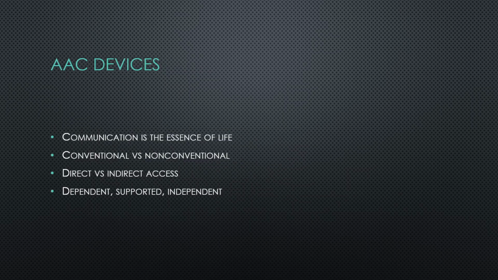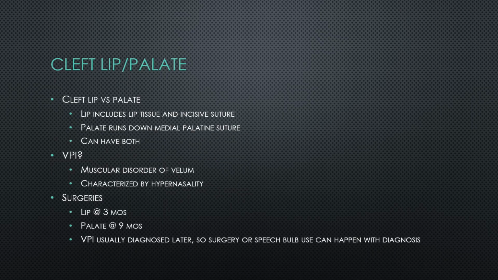AAC devices, there is quite a bit of this in the other slide too, but just to hit it really quickly, communication is the essence of life, right? So it's essential, basically. Conventional is language that a lot of people speak, or any gestures that a lot of people would know. Non-conventional is some sort of code that requires some sort of shared experience between the person communicating and the person they're communicating with.